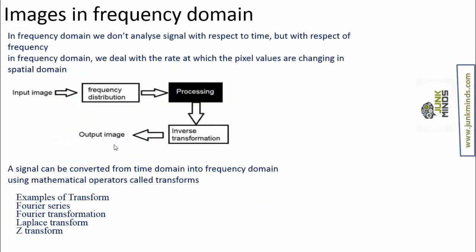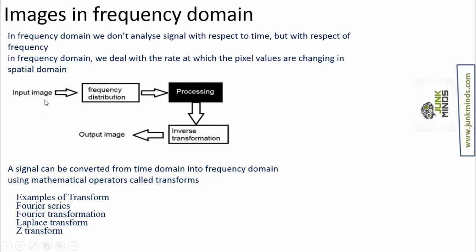So now let's talk about images in the frequency domain. In the frequency domain, we don't analyze signals with respect to time. We analyze them with respect to frequency. What happens in spatial domain is that we deal with the images as they are. We receive an image and we process it as it is without making any changes. The value of the pixels in the spatial domain changes with respect to the scene. So in frequency domain, what we do is we deal with the rate at which the pixel values are changing in the spatial domain. So now consider this flowchart given over here.